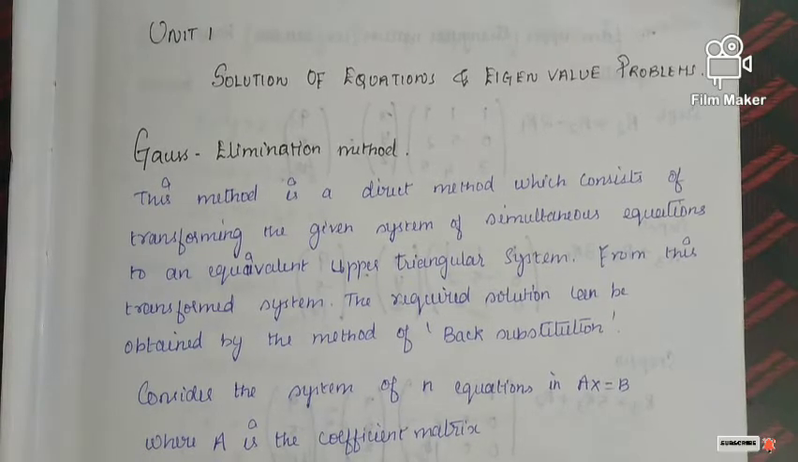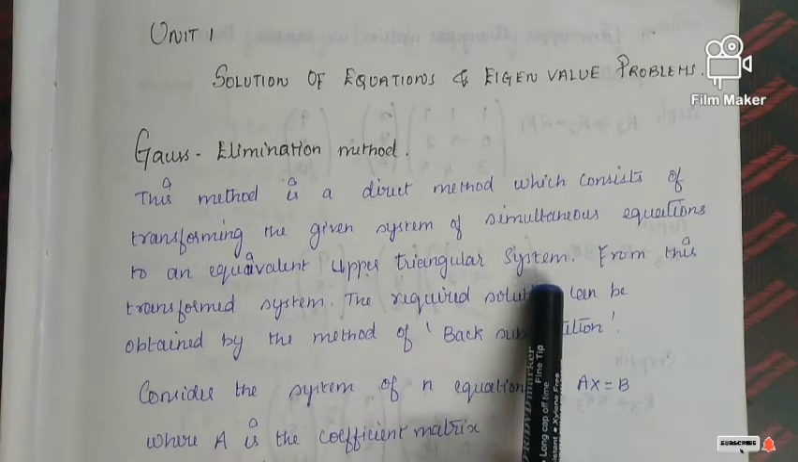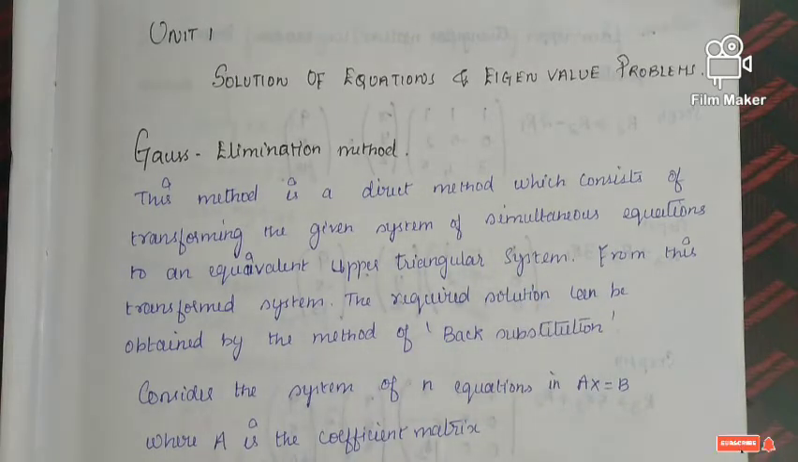So the Gauss elimination method is: the given system of equations can be written in the form Ax equal to b. After that formation we use row operations. Using row operations we try to make an upper triangular system. With that upper triangular system, by the method of back substitution we can get the solution for the given system of equations. So this is called Gauss elimination method.